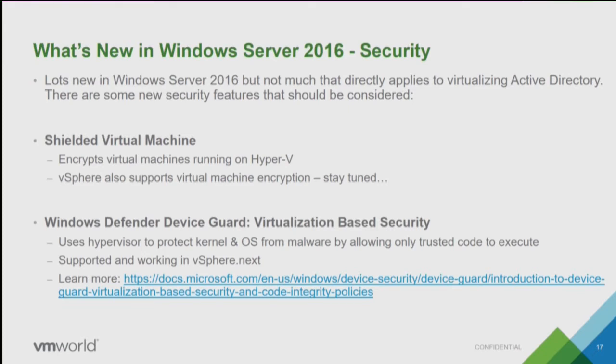The other one is something called Virtualization-Based Security, another Microsoft acronym, VBS. Really all that does is use the hypervisor to protect the kernel and the operating system from executing malicious code that it doesn't trust, things like malware. It is not supported in the current version of vSphere. However, in a future version of vSphere, it will be supported. You can learn quite a bit more about this in this knowledge base article from Microsoft.